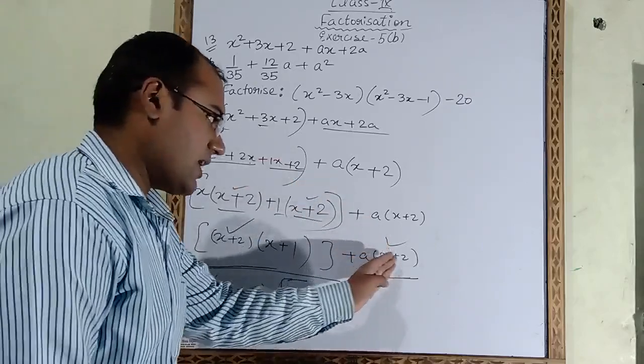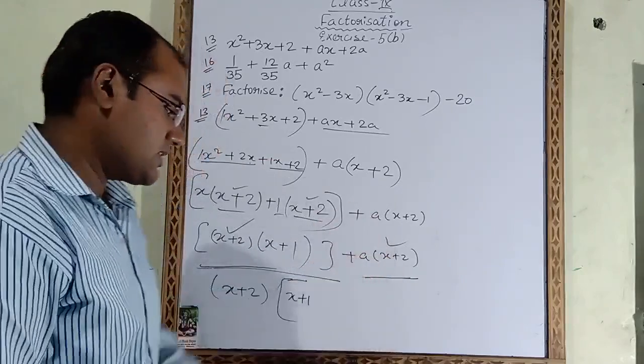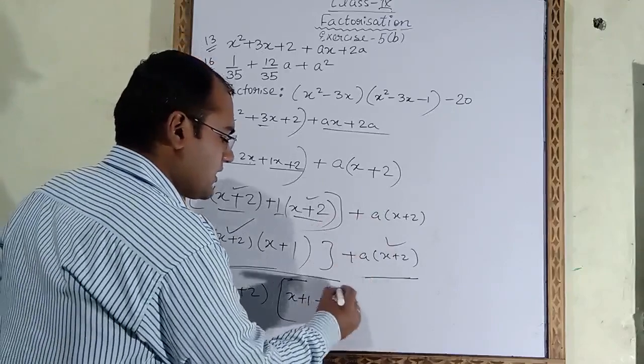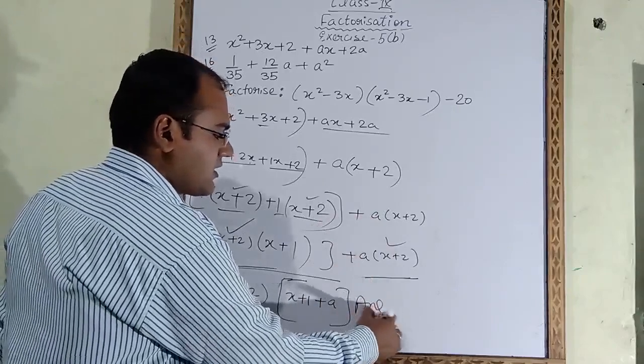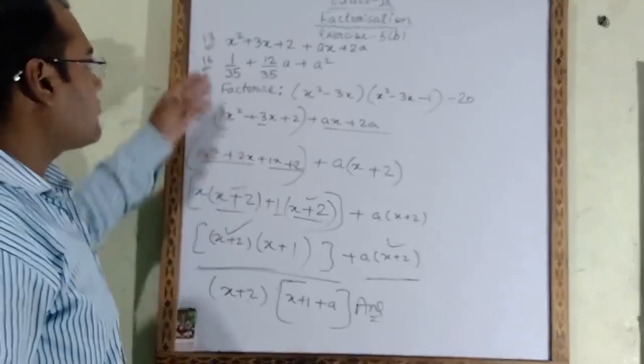Now come to this term. X plus 2 we have taken common. No need to take this x plus 2. What is the remaining number? Plus a is remaining. So here we have to write plus a. So this is your final answer of this question number 30. Now come to question number 60.